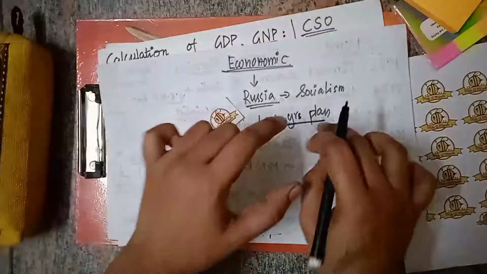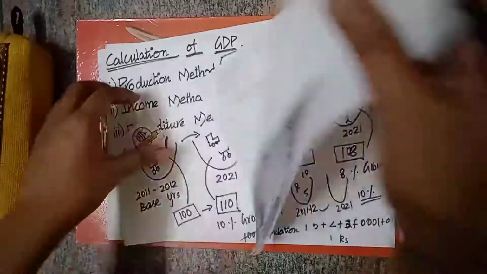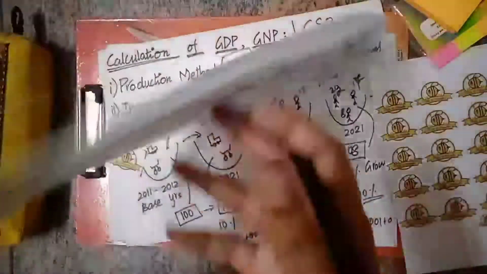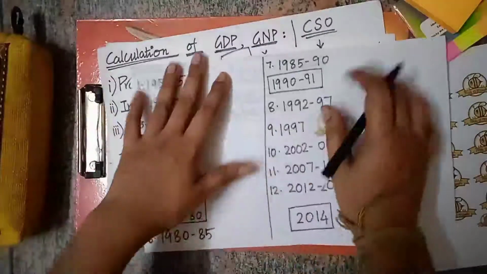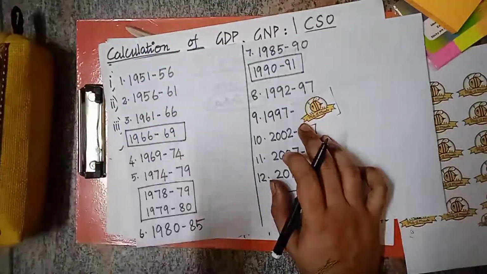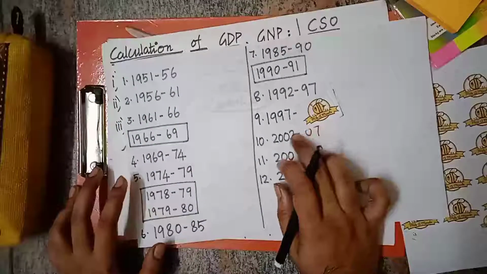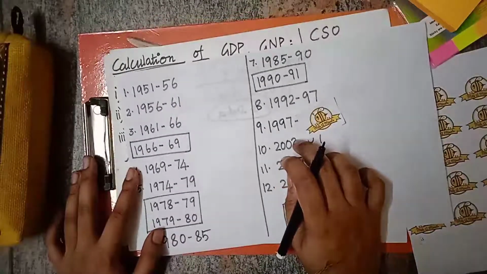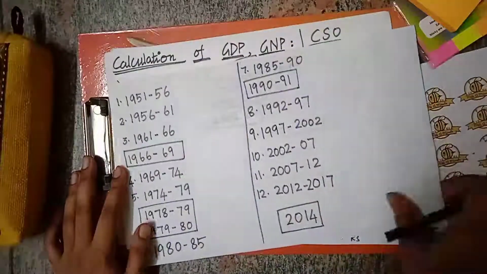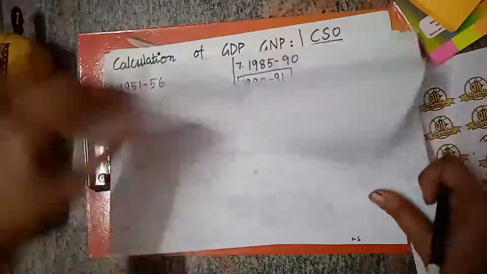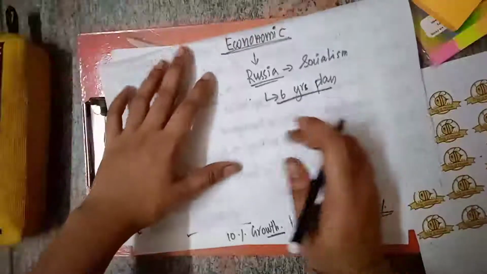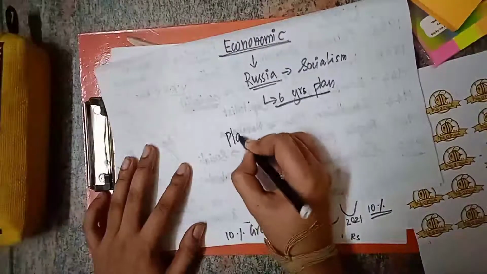We were inspired by the 6-year plan, and we adopted a 5-year plan. After seeing Russia, we adopted a plan called the 5-year plan. For 5 years we set an objective and a target, and we try to achieve them. For this 5-year plan, we have set up a body called the Planning Commission. The Planning Commission is the one which will take care of all these things.